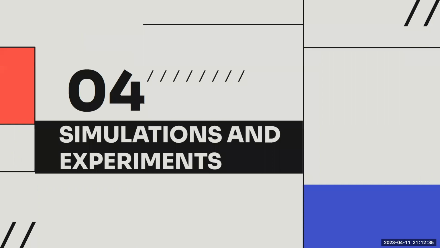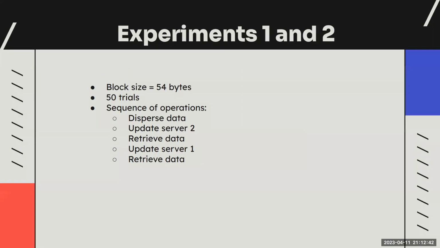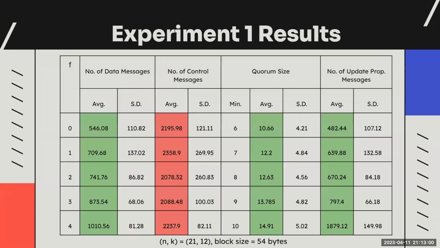We now move on to the simulations and experiments conducted to confirm the validity of the proposed novel model. The following parameters were constant for experiments 1 and 2, the goals of which will be described in the upcoming slides. We fixed the block size to be 54 bytes, averaged the results over 50 trials, and performed the following sequence of operations: disperse data, update server 2, retrieve data, update server 1, and retrieve data once again.